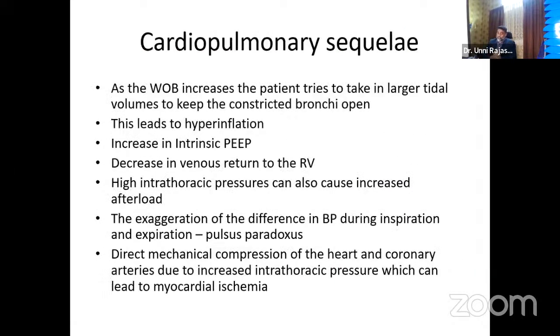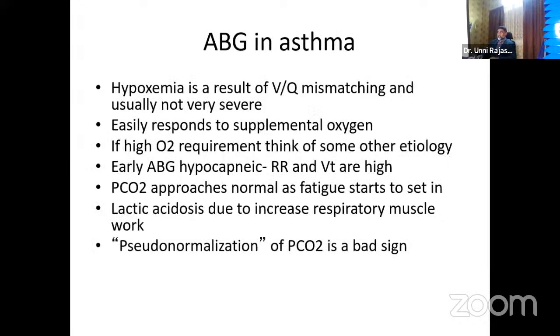There are cardiopulmonary sequelae for any asthmatic. As the work of breathing increases, there is hyperinflation, as we know, which can lead to what is called intrinsic PEEP, which can in turn lead to a decrease in venous return to the right side of the heart. High intrathoracic pressure causes increased afterload to the heart, and exaggeration of the difference in blood pressure, which we clinically find as pulsus paradoxus. There is direct mechanical compression of the heart and coronary arteries, which can in turn lead to myocardial ischemia. So all this is a cascade of events which happens in our asthmatic patient.